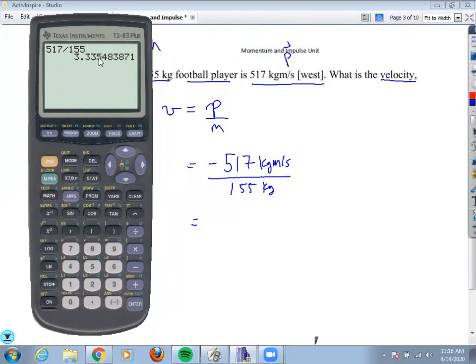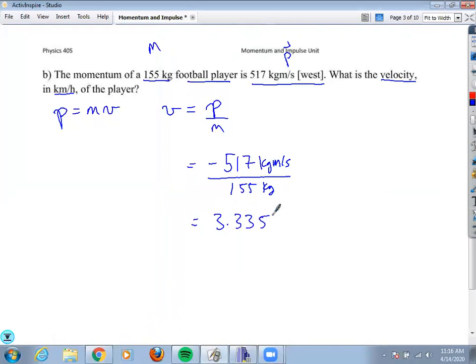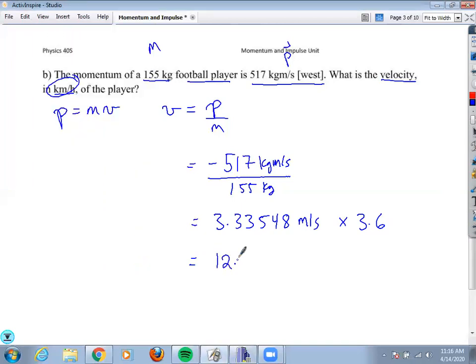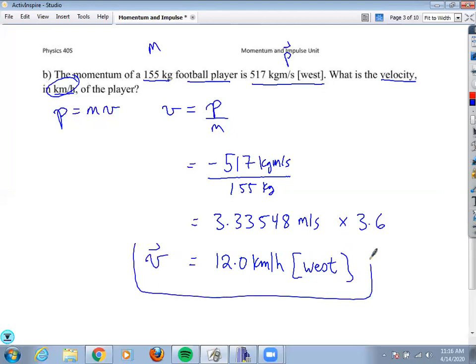Sorry, 3.33548 meters per second, but we want it in kilometers per hour. So we're going to multiply by 3.6 to get kilometers per hour. That gives 12.0077, and we want 3 sig figs, so 12.0 kilometers per hour, and the direction would be west, and that would be the velocity of the football player.